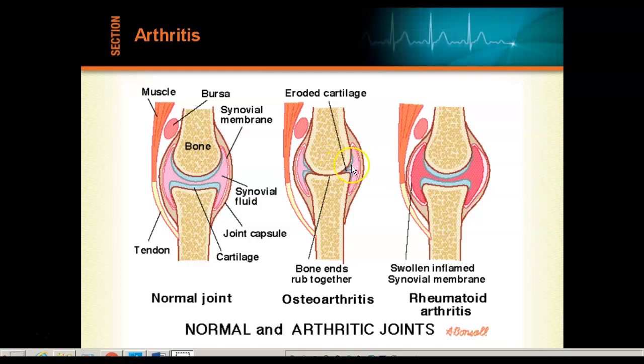So as that cartilage wears down, it puts pressure. There's the synovial fluid and the synovial membrane. There's just nothing to separate. So you've really got bone on bone, and so that's why that's painful.